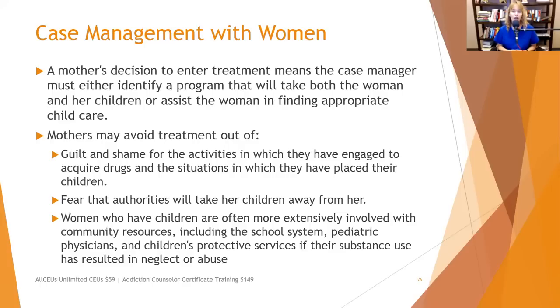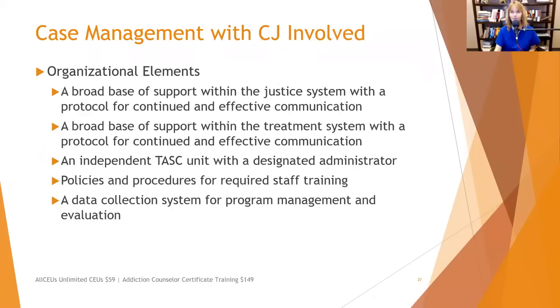Women who have children are more often extensively involved with community resources, including the school system, pediatric physicians, child protective services, if their substance abuse has resulted in neglect or abuse. So if they do have a history of neglect or abuse, then you're going to have other agencies that you're probably going to come in contact with that you may need to case manage and advocate for the client. With a criminal justice involved client, we want to look at case management in terms of, within the criminal justice system, either probation and parole or the jails.